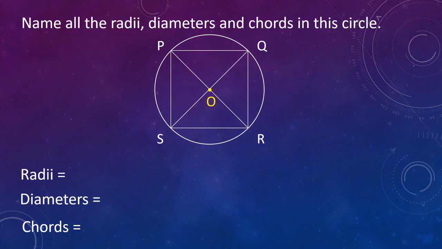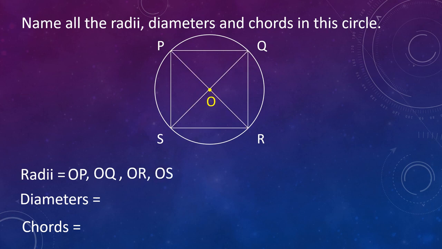Let us solve one more question. Name all the radii, diameters and chords in this circle. Let's recall radius. Radius is a line segment joining the center of a circle to any point on the circle. So all the radii in this circle are OP, OQ, OR and OS.